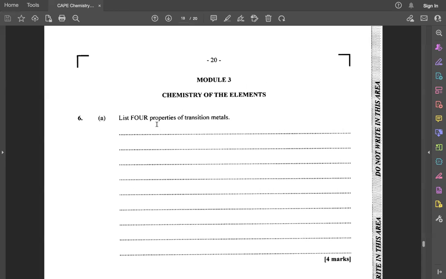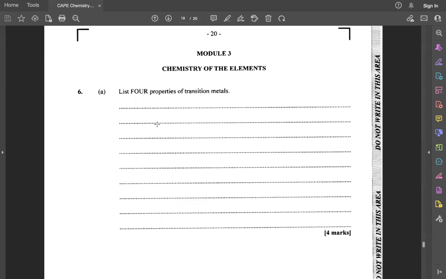Okay, so we are on the last question, question 6, which is on module 3, which is chemistry of the elements, right? So this particular question is about transition metals, and they're asking us to list 4 properties of transition metals. So I'm just going to go ahead and write those out here. 4 properties of transition metals.